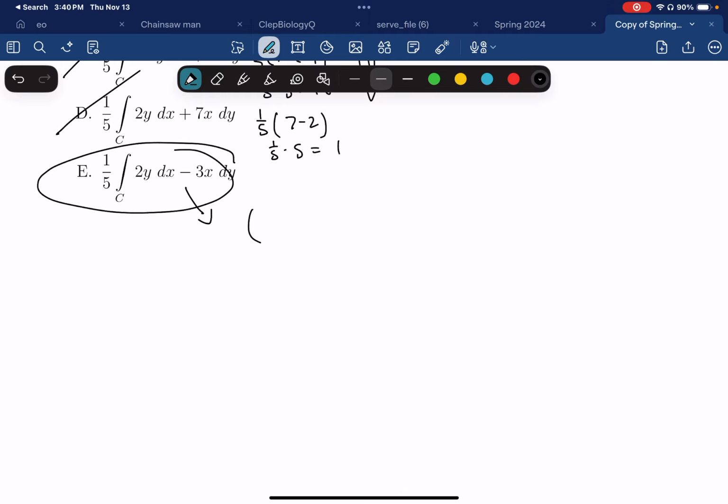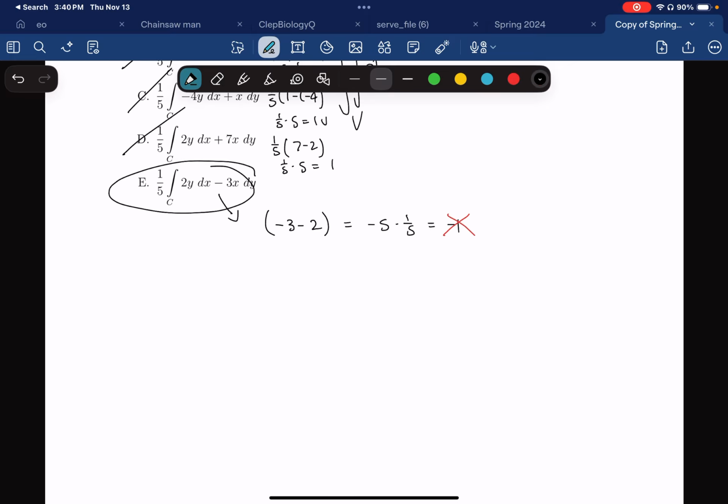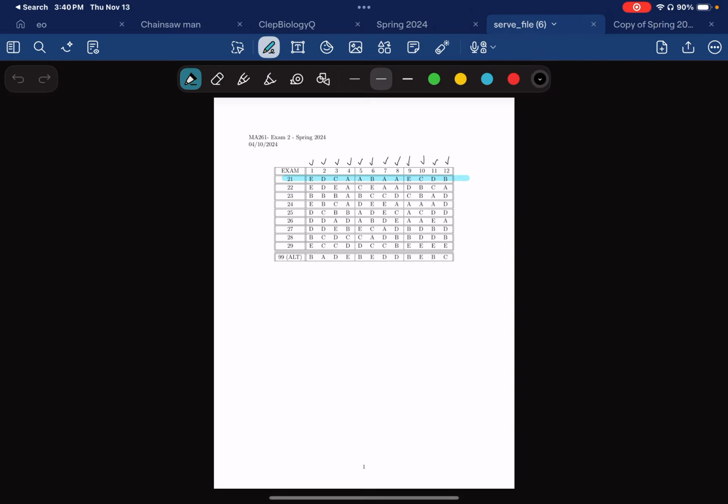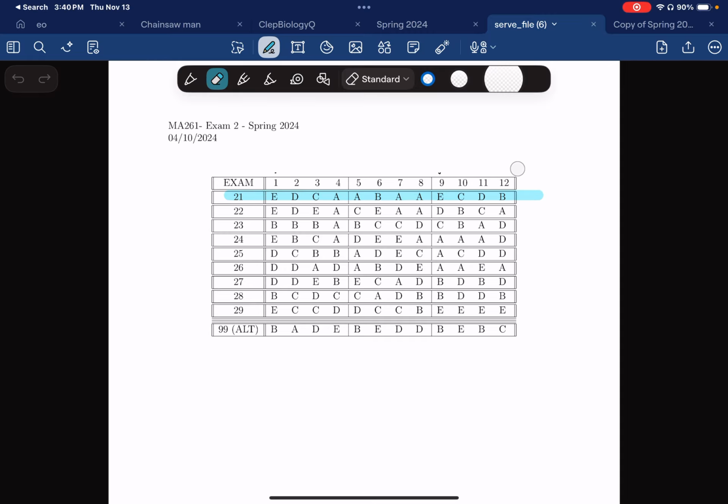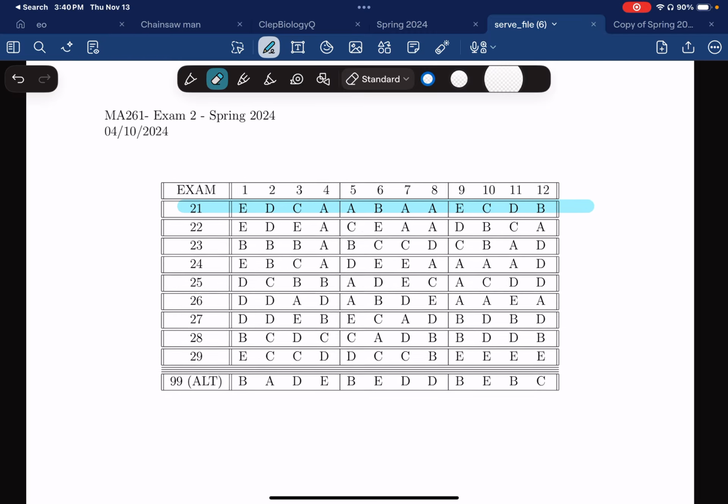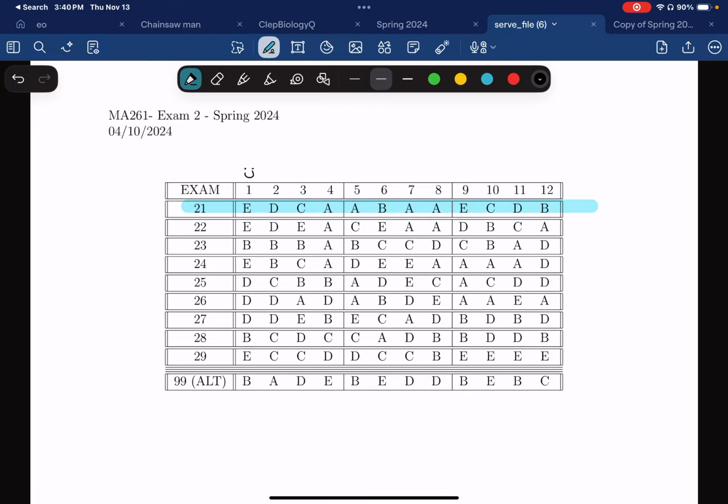This will be -3 minus 2, which is equal to -5 times 1/5, which is -1, which is not what we want, which is why in this case, the answer for this one, oopsie daisy, let me just erase all those. The answer for this one will in fact be E.